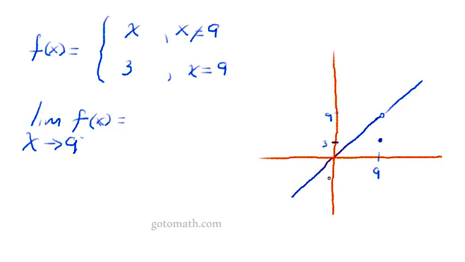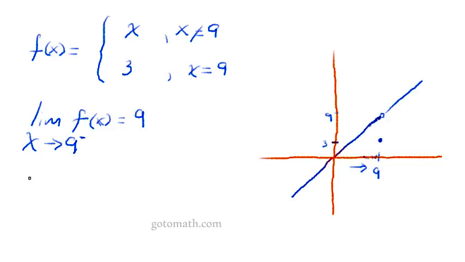Now we're coming in from the left-hand side. As we get closer and closer to 9, you can see that our y value is getting closer and closer to this missing point here. This is coming in from the left, getting closer and closer to 9. So we can easily see that, right? We'll put 9 right here.